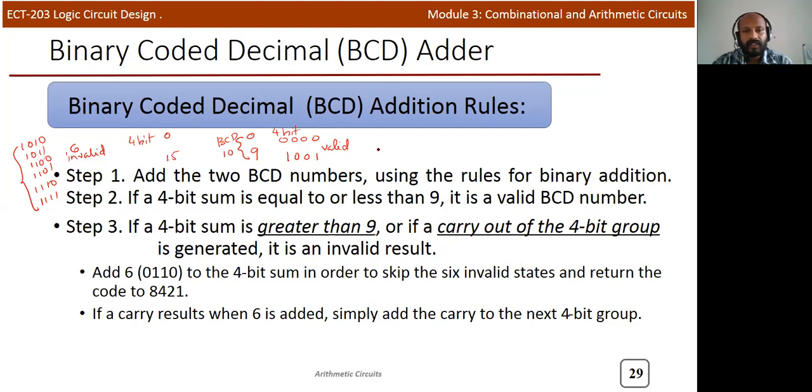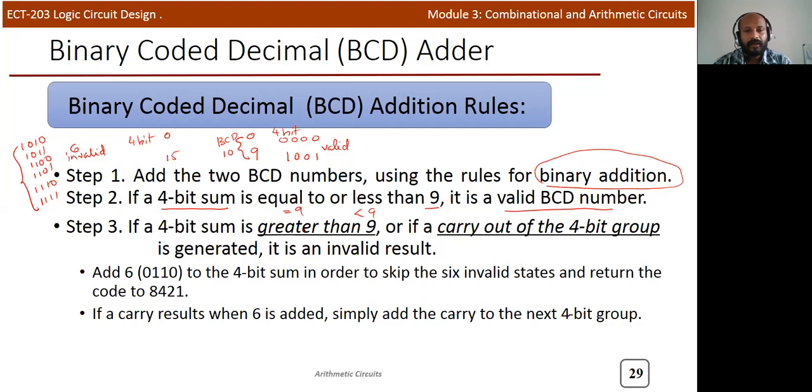Already in lecture 2, we discussed a parallel adder. Now we'll extend that parallel adder to implement BCD addition. If there are BCD numbers, you can add them using the simple binary addition rule. So this is the first step: we perform the same binary addition. After that, we check the 4-bit sum, since BCD numbers are represented in 4 bits. If it is equal to or less than 9, we consider it a valid BCD number, so the final result is available from step 2 itself.